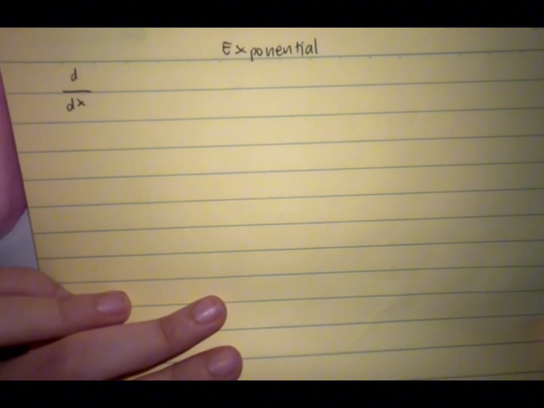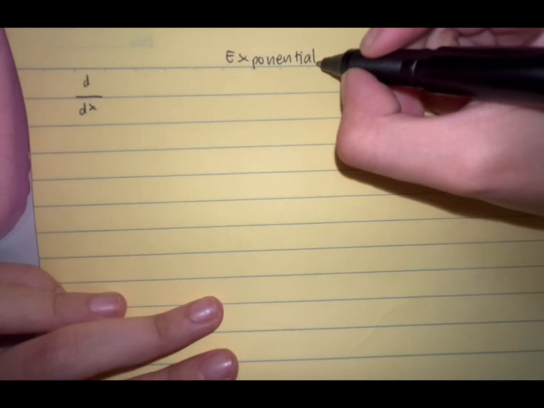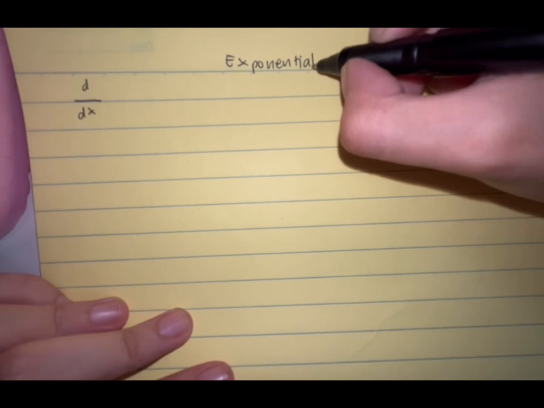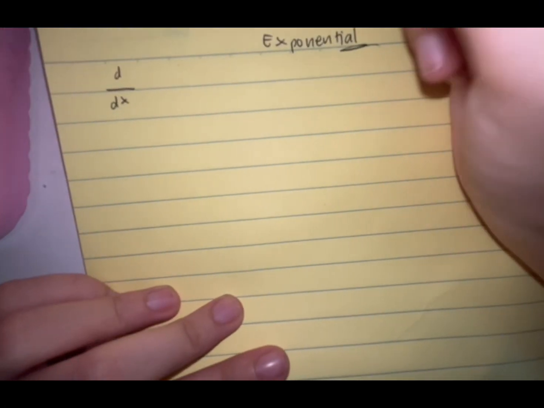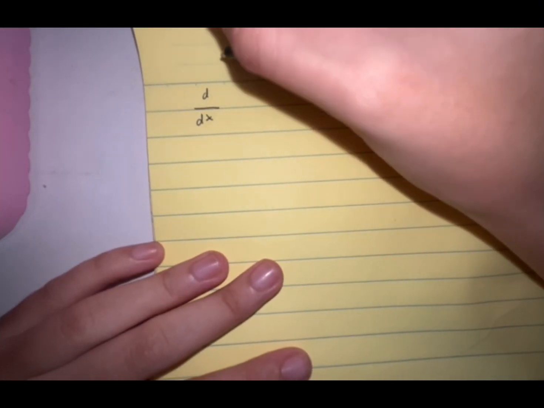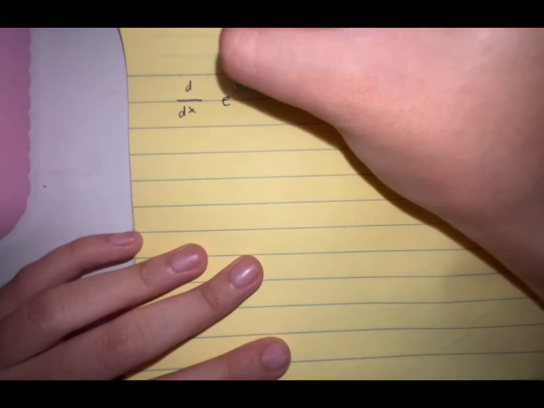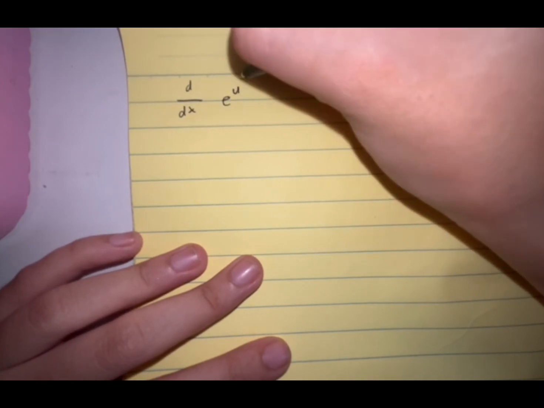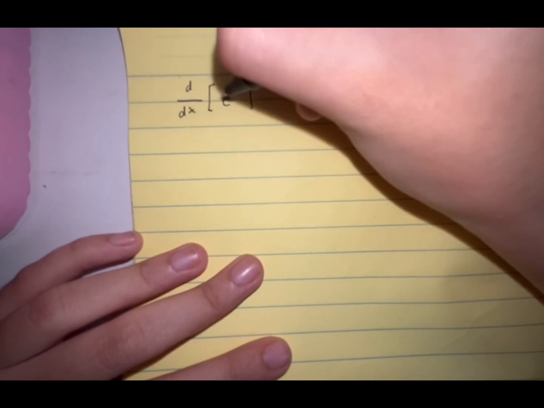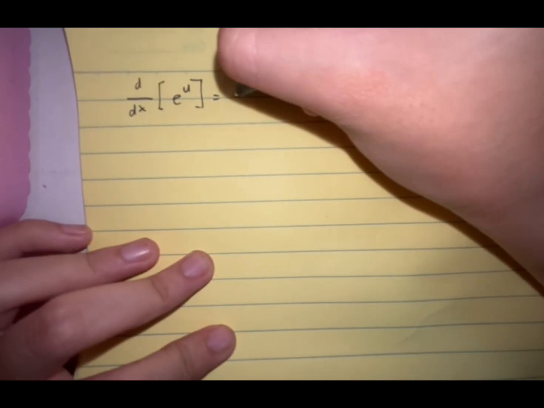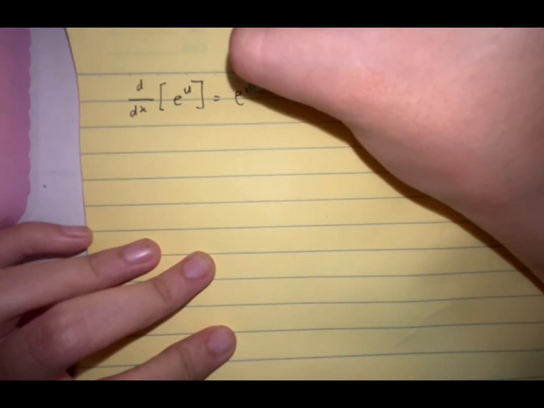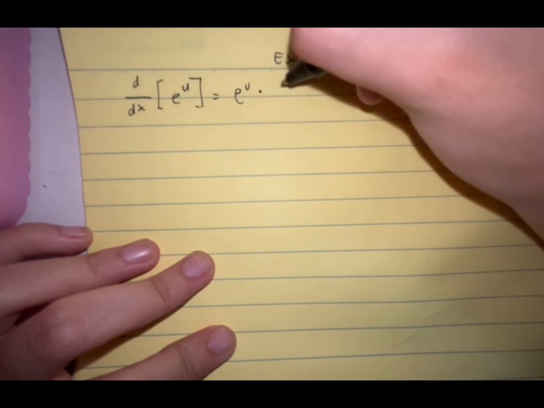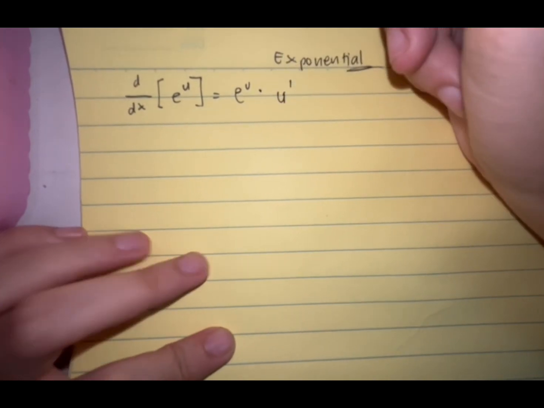So, next naman, tuturo ko is how to solve derivatives using exponential. So, here yung formula. Derivative of e raised to u, yan is equals to e raised to u times u prime.